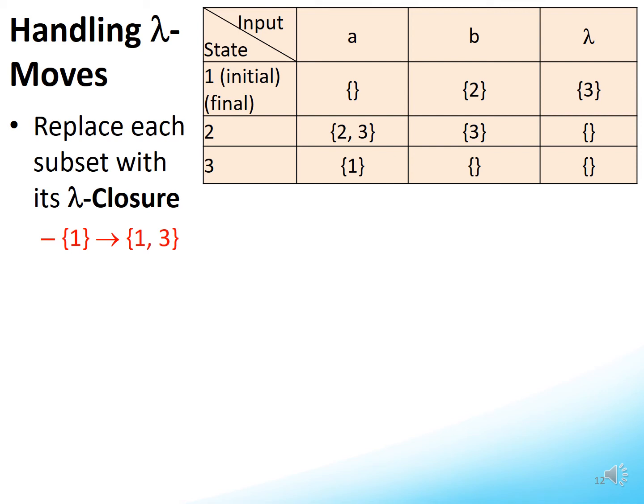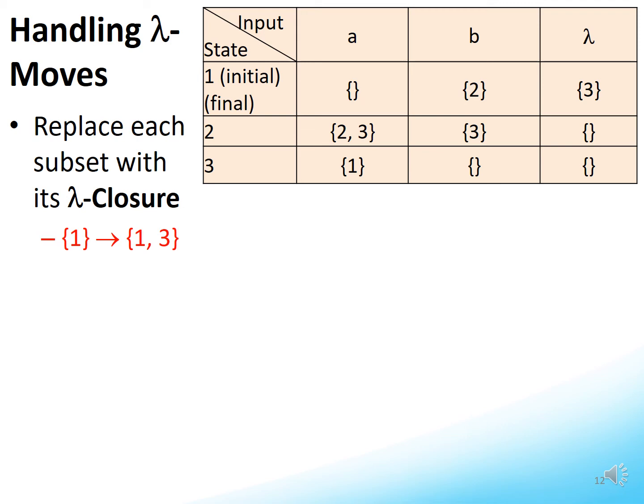In this case, the non-deterministic machine has a non-deterministic move. At state 1, it can magically jump to state 3 without consuming any input. In order to handle this kind of lambda move or empty move, we use the so-called lambda closure. Lambda closure means you expand the subset of states through lambda moves until you find all the possible states that it can reach through lambda moves.